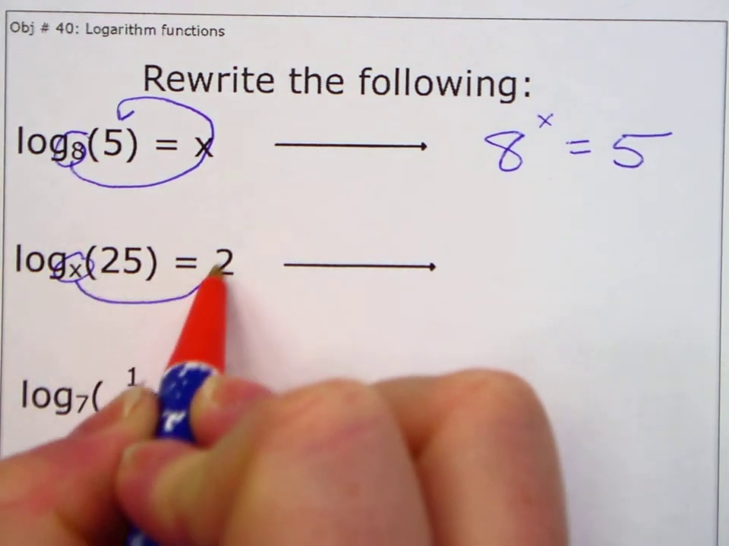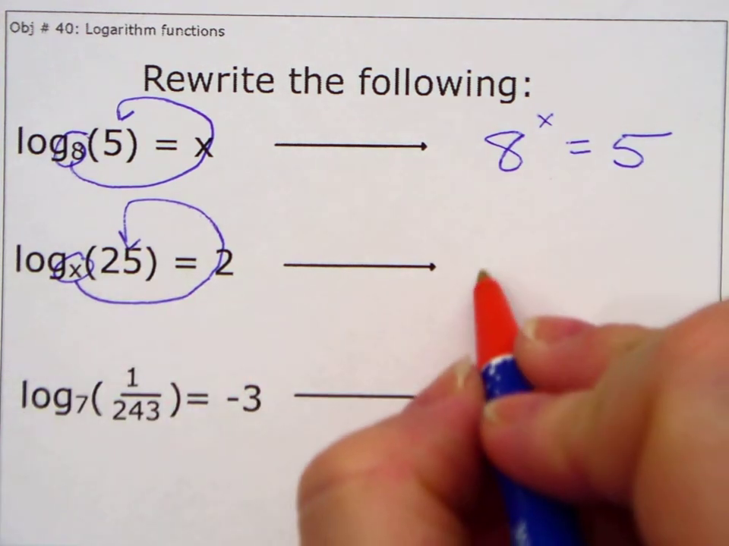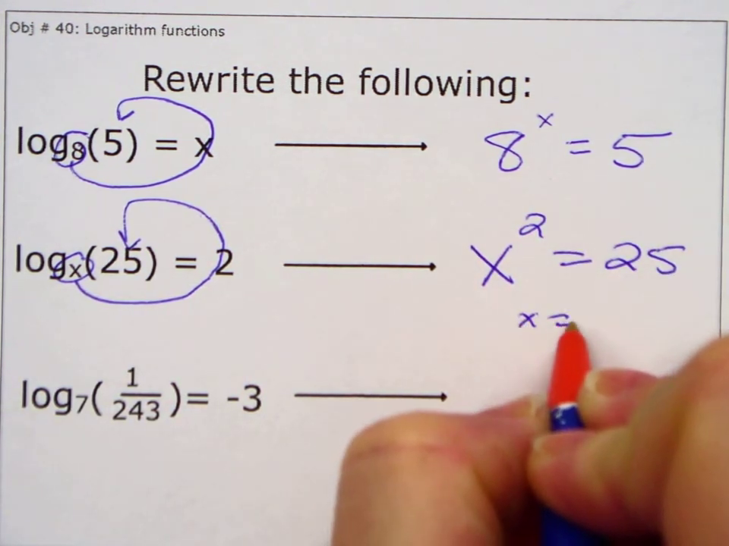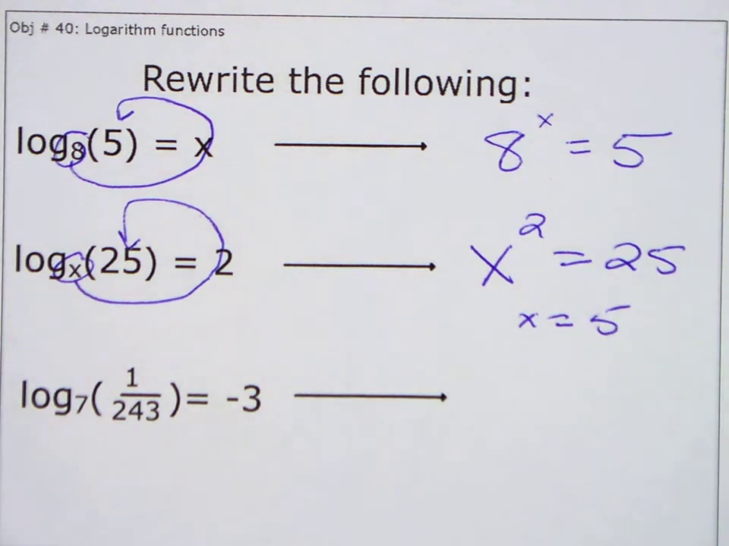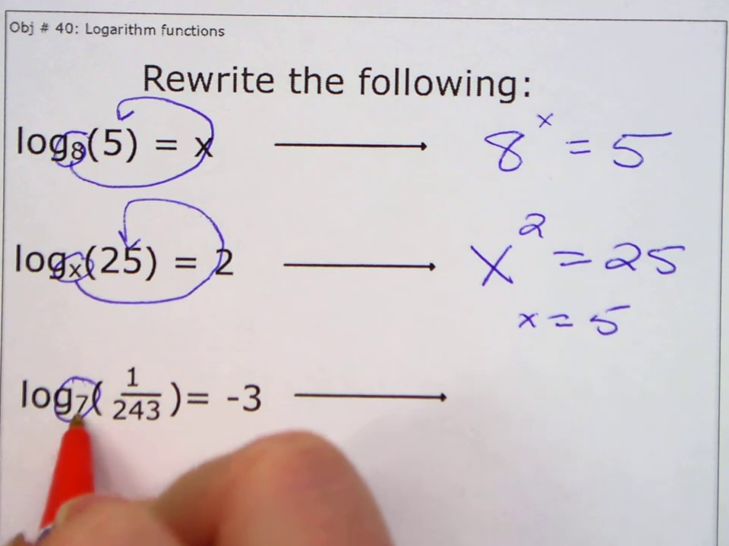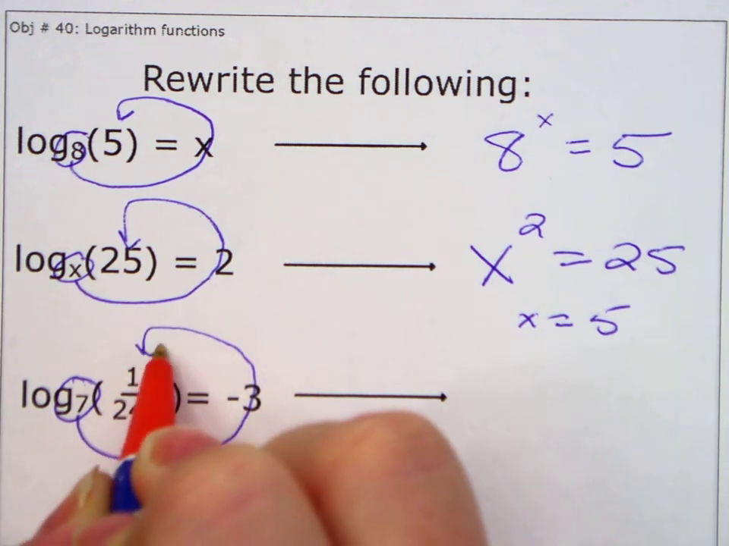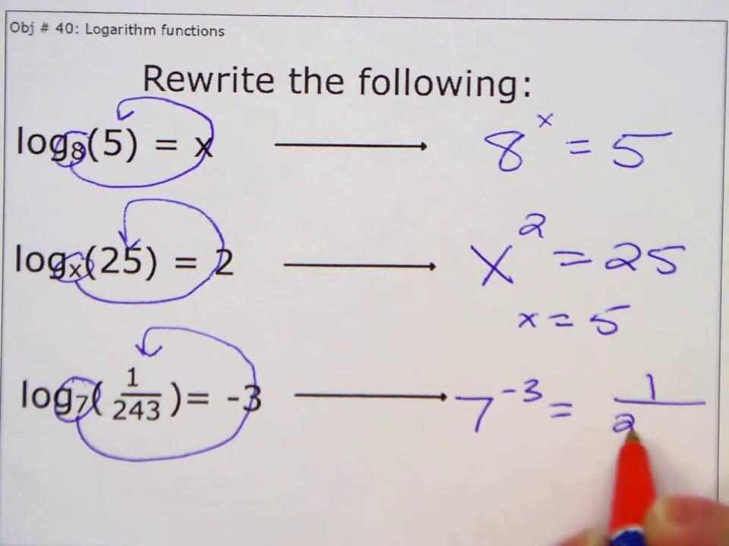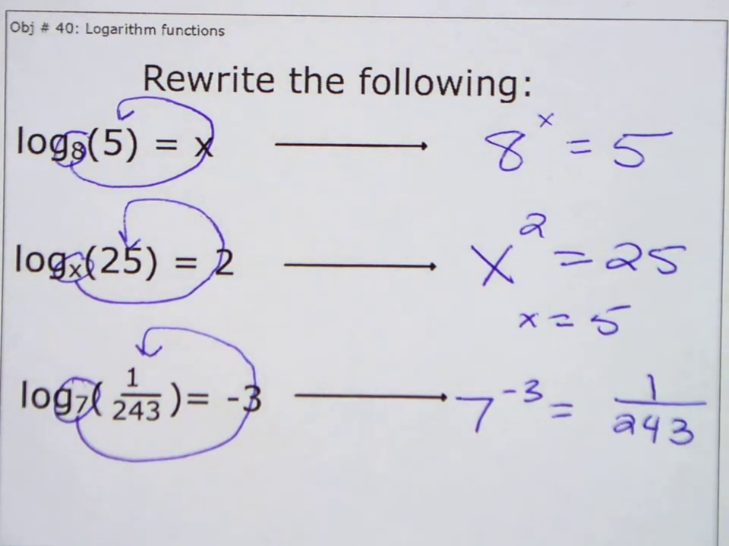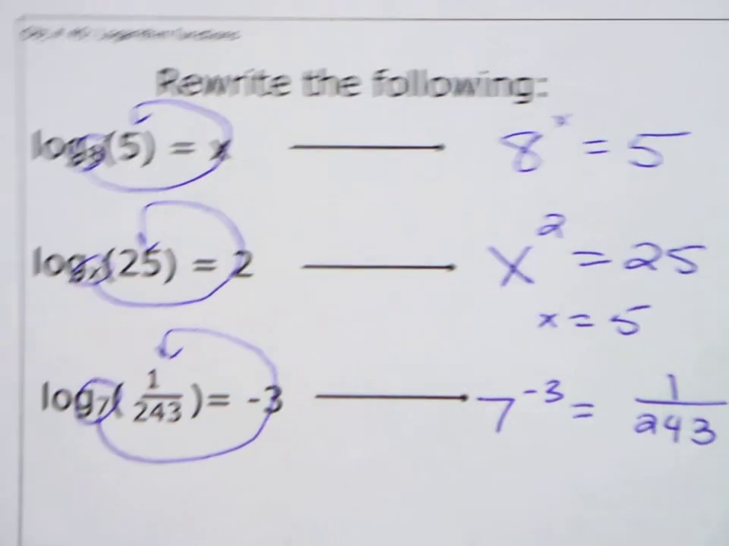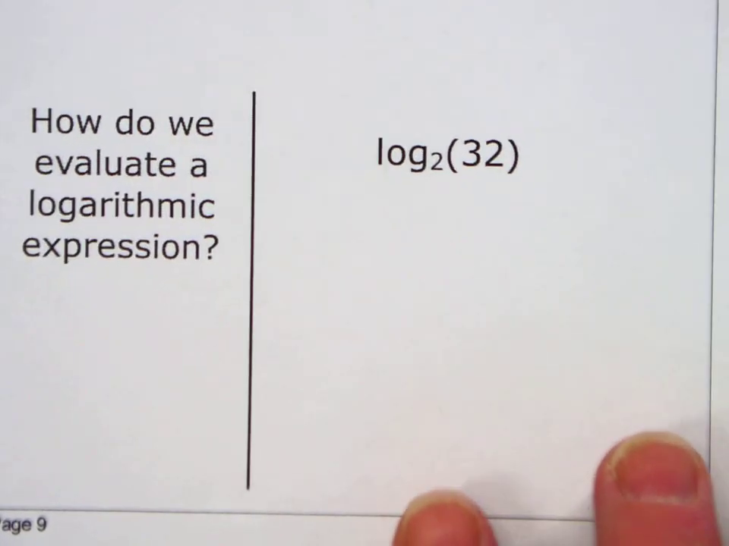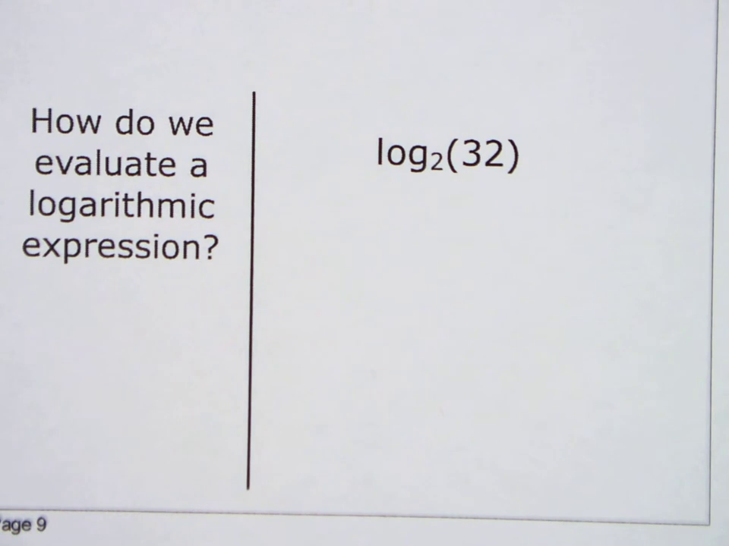X to the second equals 25. So in this case, what's x equal? 5. Good. All right, last one. There's no x's in this one, though. 7 to the negative third equals 1 over 243. Okay, and we're done. All right, so now we're going to evaluate a logarithmic expression.